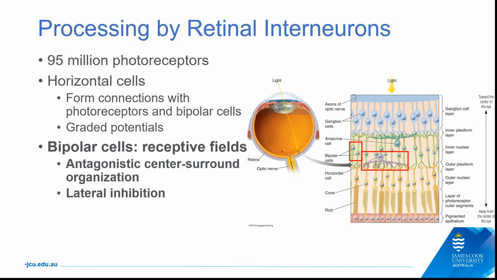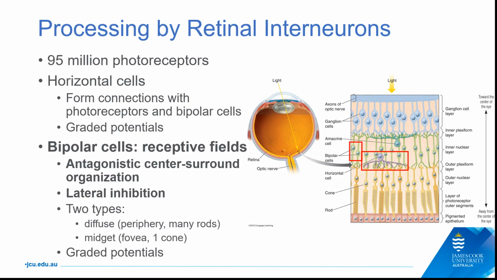So, antagonistic. We see this word again. Last week we talked about it, and now we see it in the retina. We have this antagonistic center-surround organization, and it is maintained by lateral inhibition. We have two types of bipolar cells: one is diffuse, one is midget. For the details, you can refer to your textbook. This is not so crucial.